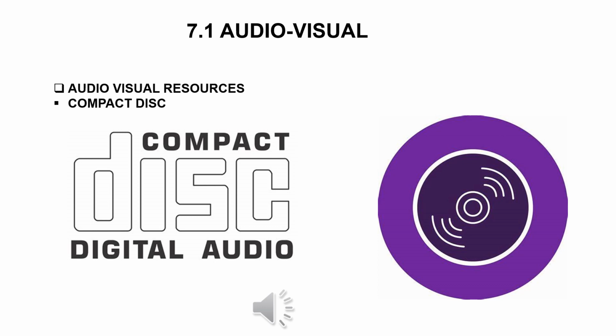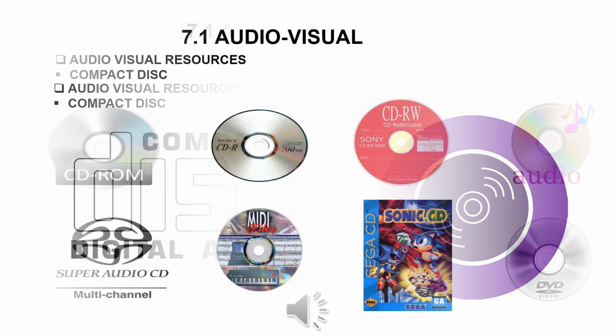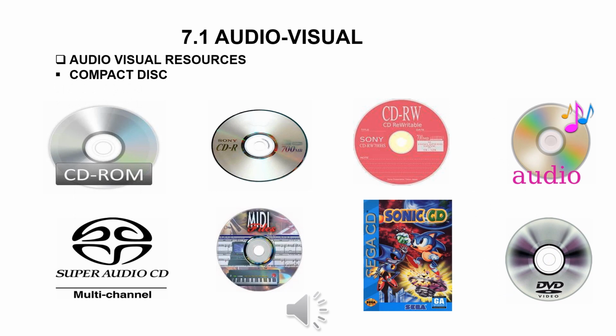Compact discs can be categorized on: 1. Operations: read-only, recordable, rewritable, such as CD-ROM, CDR, and CDRW. 2. End-use: video, audio, photo, graphics. 3. Quality of the content: super audio, super video, digital versatile disc, DVD. Let's look at the different categories of CDs.